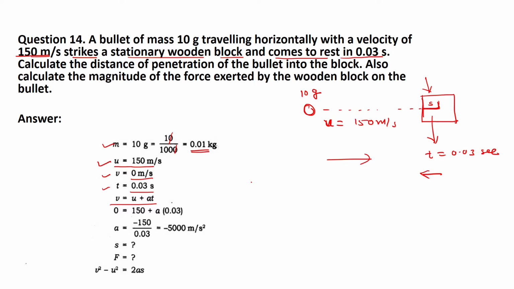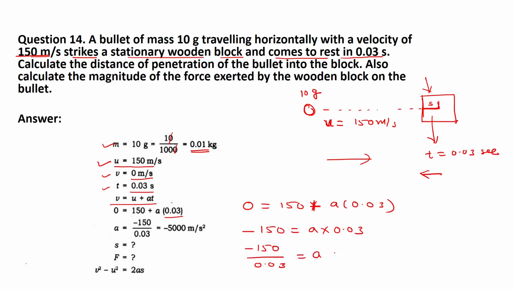So this is a simple calculation. 0 is equal to 150 plus a multiplied by 0.03. So 150 will move towards the left, it will become minus 150, equal to a into 0.03. So 0.03 will divide this 150. It becomes minus 150 divided by 0.03, equal to acceleration.